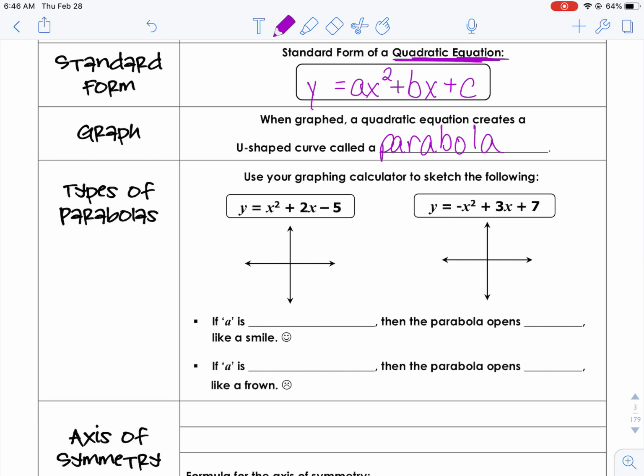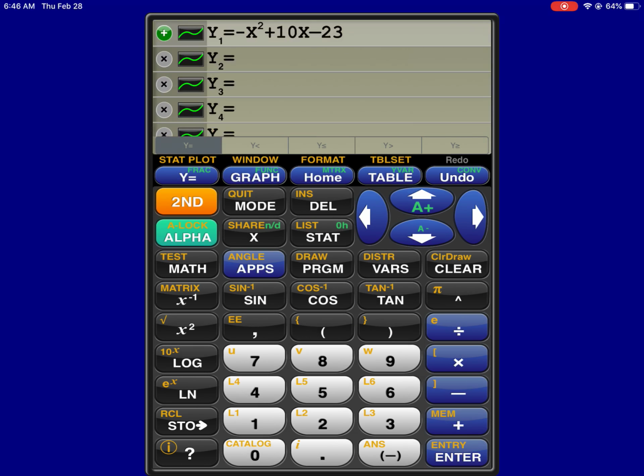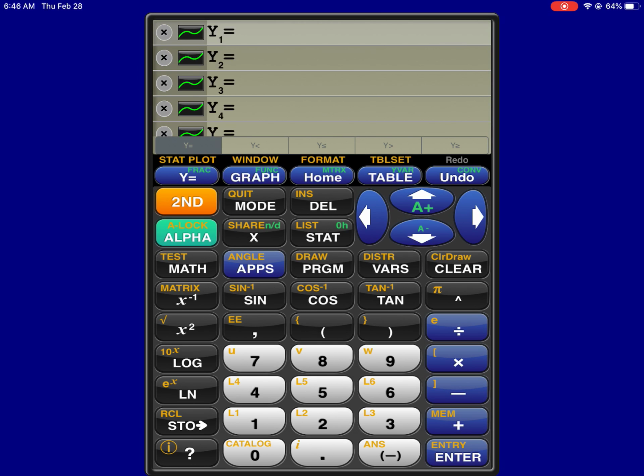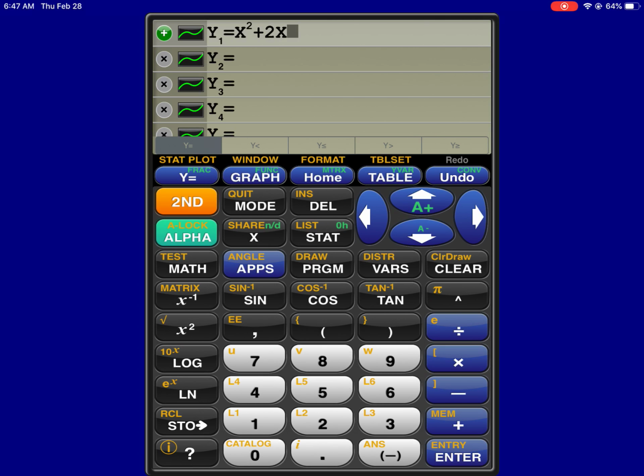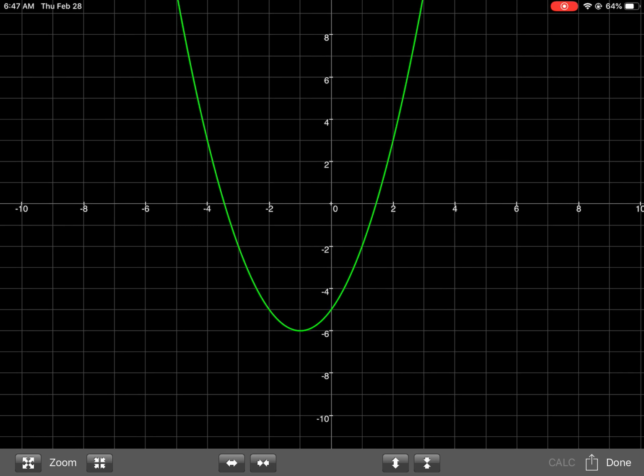And my calculator will actually graph parabolas for us. So I'm going to do the first one, y equals x squared plus 2x minus 5. Give me just a second to get my calculator open. Y equals x squared plus 2x minus 5. And if we press graph, I can see what the graph of that parabola would look like.